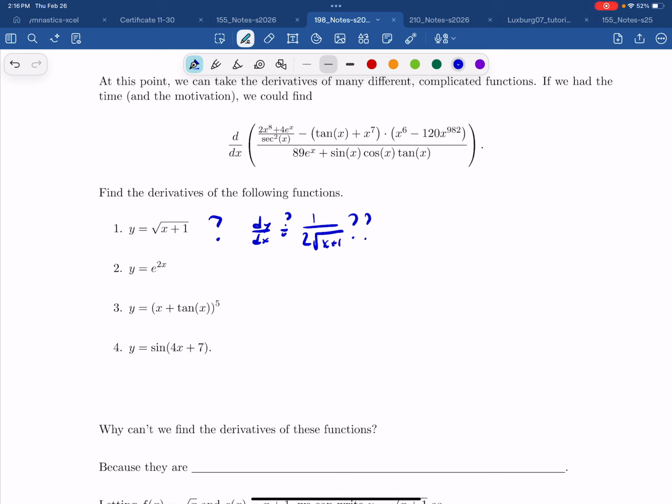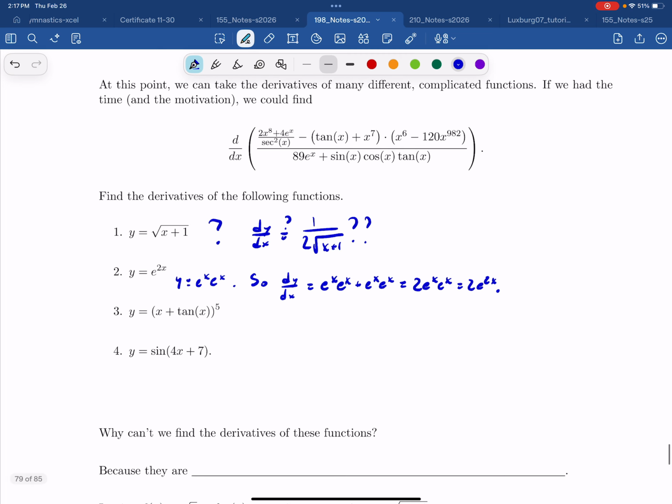Y equals e to the 2x, actually, we do have a clue for this one, because we can rewrite this as y equals e to the x times e to the x. And so dy over dx equals e to the x times e to the x plus e to the x times e to the x. We're doing a product rule, but e to the x is its own derivative. So anyway, we get 2 e to the x times e to the x, which is 2 e to the 2x. Okay, so we actually could do this one.